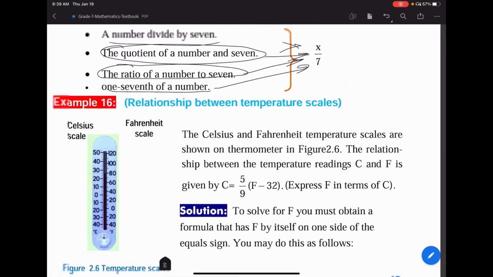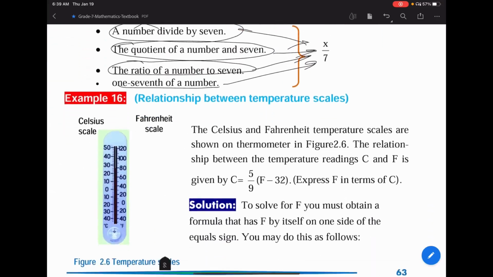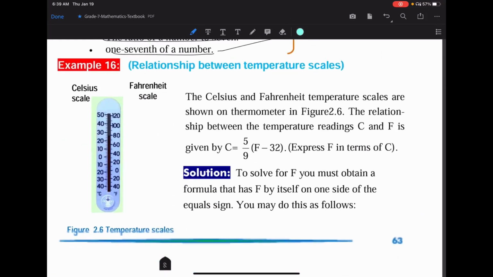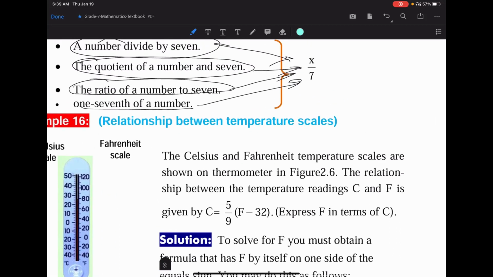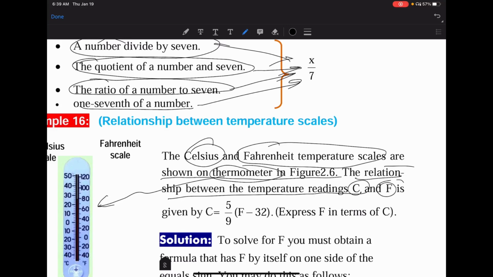Now let's do example 16, the Celsius and Fahrenheit temperature scales. Temperature is very important in physics and in meteorology, and has many applications. The Celsius and Fahrenheit temperature scales are shown on the thermometer in figure 2.6. The relationship between the temperature readings C and F is given by C is equal to 5/9 times F minus 32.